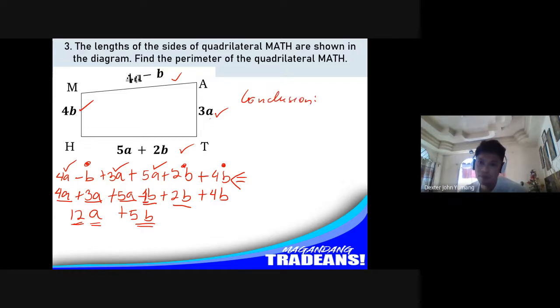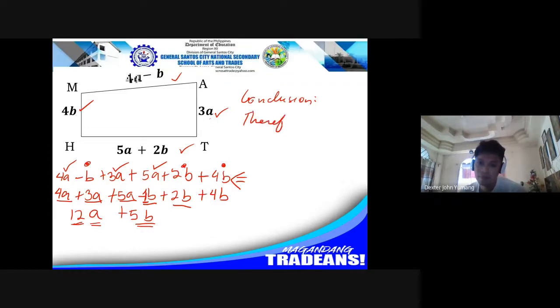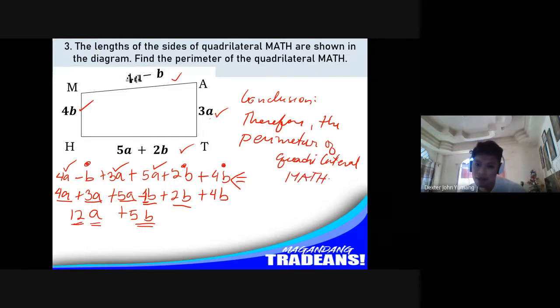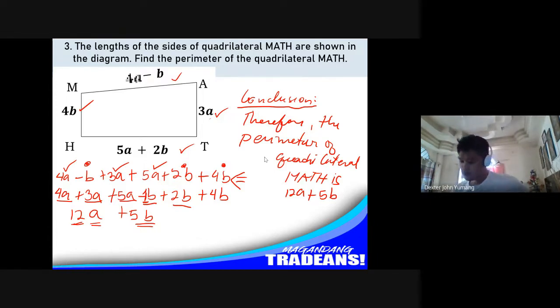Conclusion. Therefore, ano po yung tanong? Find the perimeter. Therefore, the perimeter of quadrilateral MATH is what? Yung sagot po natin, which is 12A plus 5B. And this is now our final answer. Therefore, the perimeter of quadrilateral MATH is 12A plus 5B. Okay? So, please copy the conclusion for the answer.